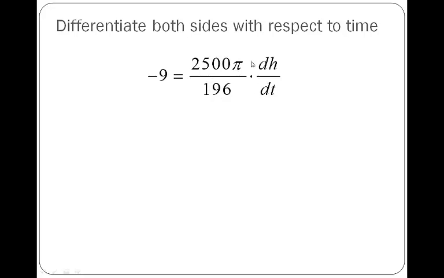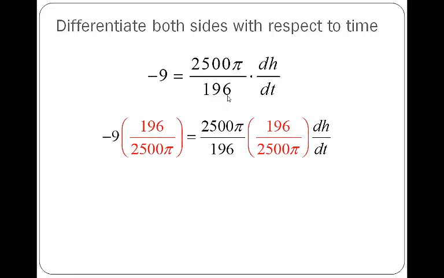So I want to get rid of this number that's being multiplied to it. The only way to be able to do that is to multiply by its reciprocal. So I'll multiply both sides of this equation by 196 over 2500 pi. So that on the right side, all these will cancel and I'll just be left with dh/dt. And then on the left side, it just turns into a number, -9 times 196 divided by 2500 pi, and that turns out to be approximately -0.225. So we have our answer.